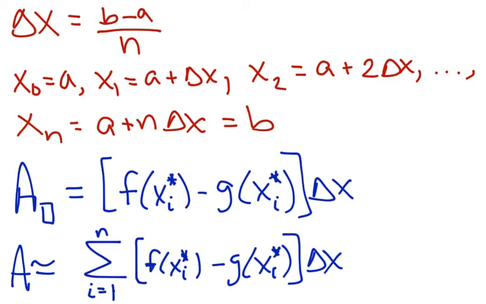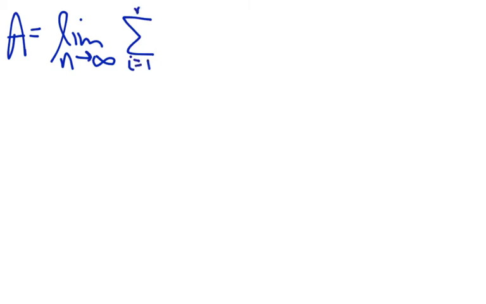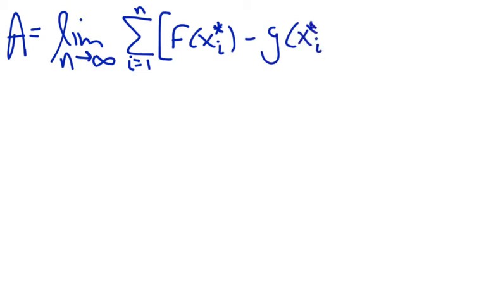Now, you should recall, how do we make that approximation better? We choose more rectangles. How do we make the approximation exact? We take the limit. So the actual area is the limit as the number of rectangles grows without bound, goes to infinity, of the sum from i equals 1 to n of this f of x sub i star minus g of x sub i star delta x. And that's the actual area between those two curves.